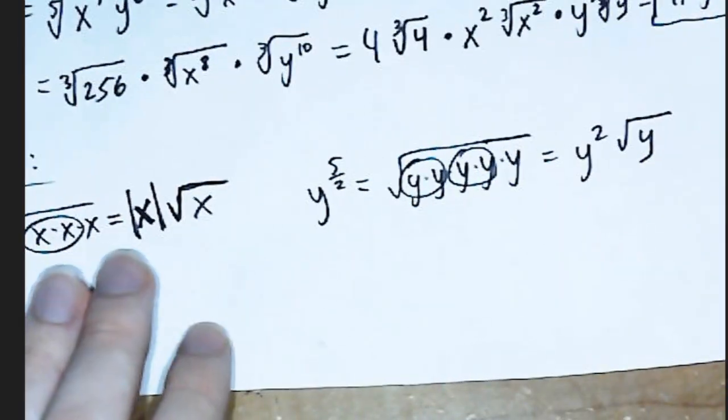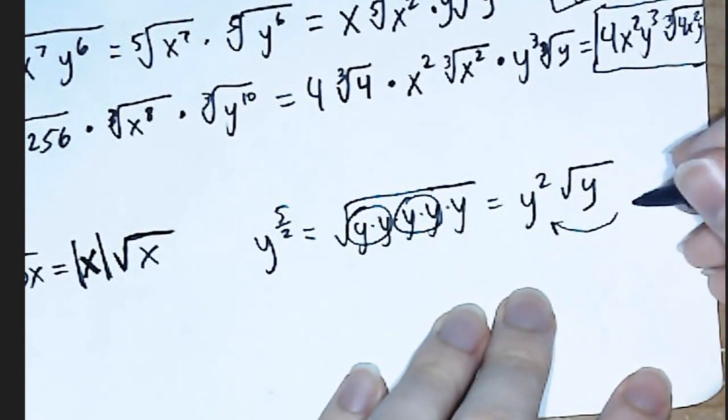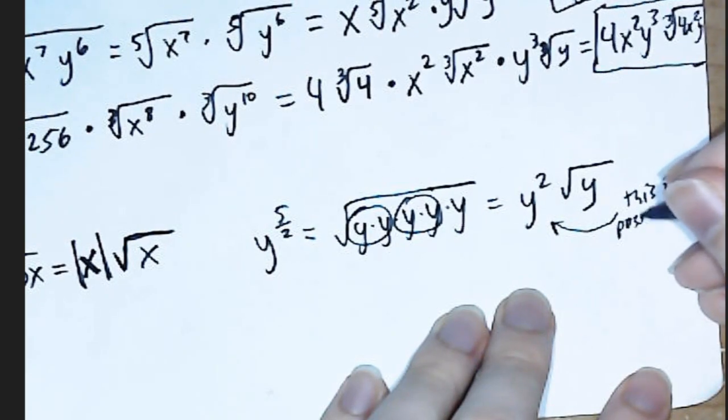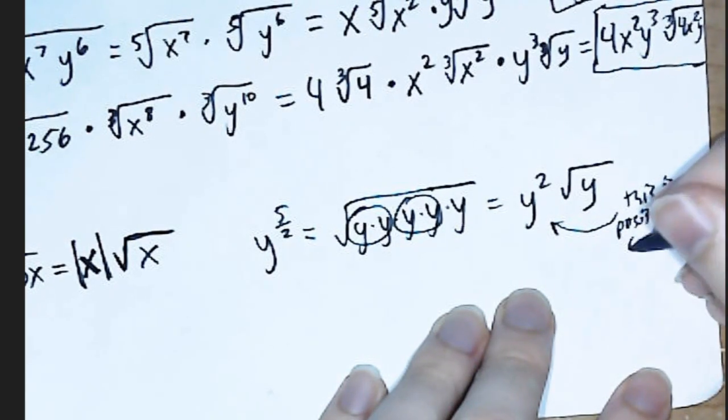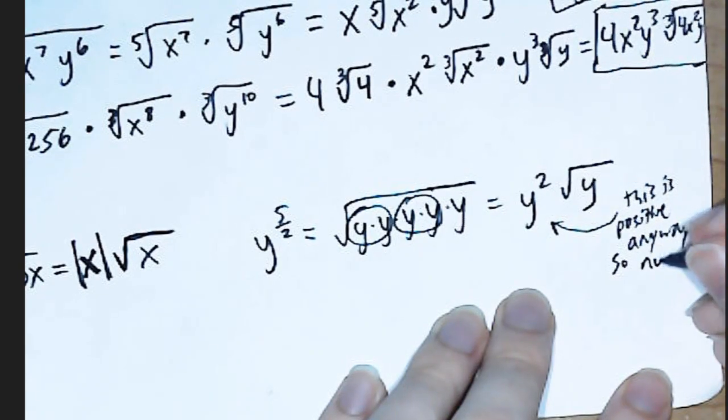Okay. So I'm going to put here, this is positive anyway, so no absolute value bars.